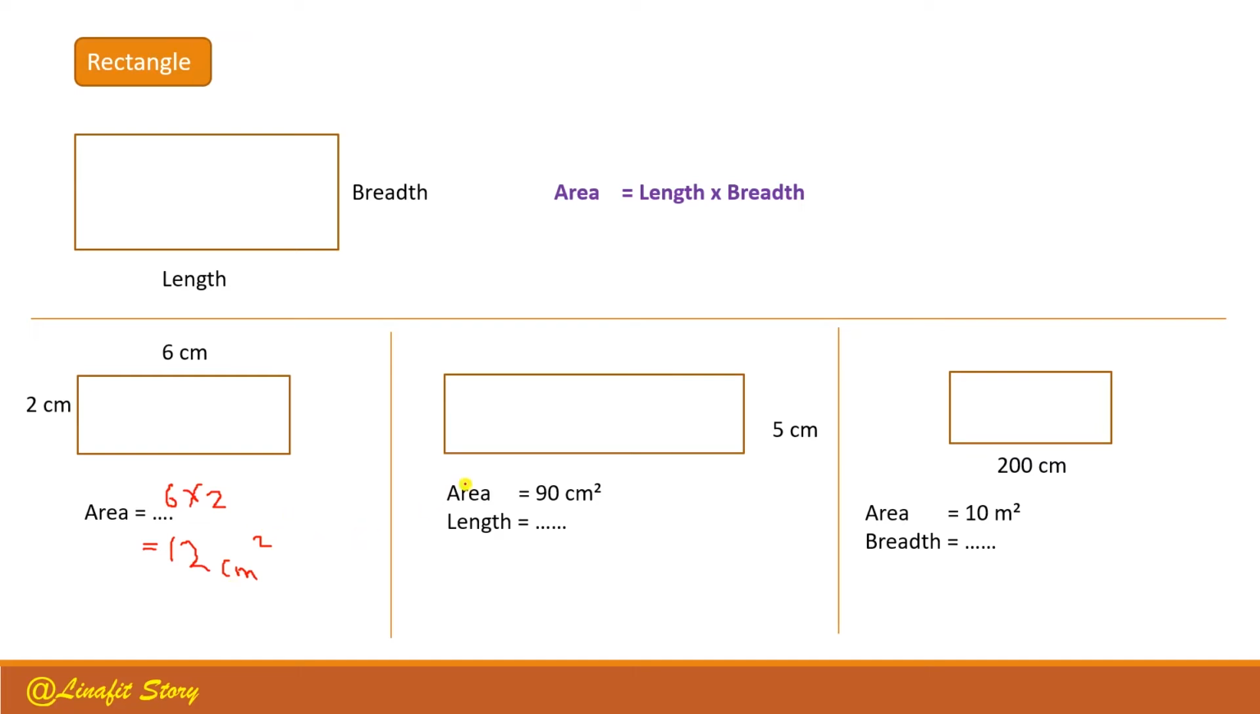Next, find the length of rectangle whose breadth is 5 cm and area is 90 square cm. To get the area is length times breadth. 90 is equal to the length times 5. So to get the length is 90 divided by 5, which is equal to 18 cm.